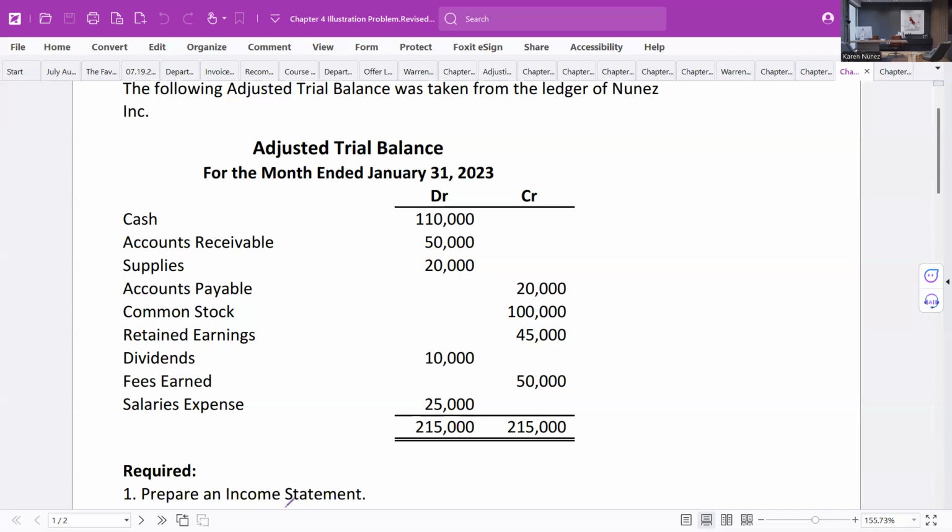That's number one. Well, the income statement is just revenues and expenses. That's all it is. That's all we're doing on an income statement, we are summarizing the revenues and the expenses. Well, fees earned is our revenue, and salaries expense, well, that's our expense. I'm keeping it simple here so that in this illustration, there's only one revenue, there's only one expense. That's all we need on that income statement, the one revenue and the one expense.